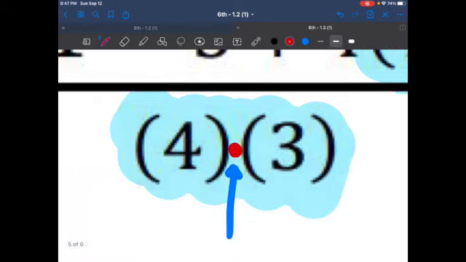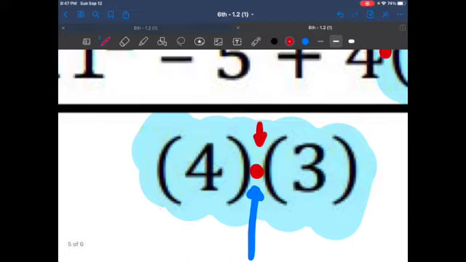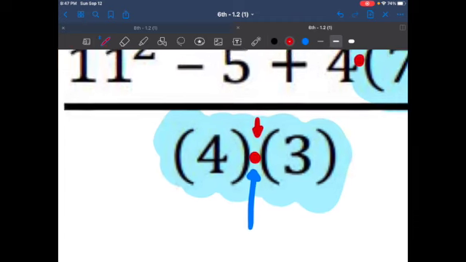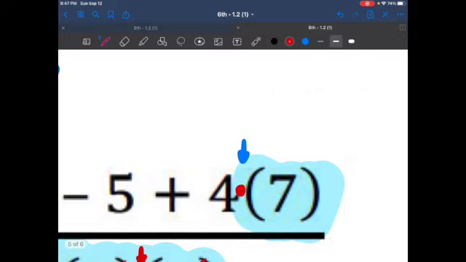Alright, so let's solve this one first. So if we know it's multiplication, also the dot is multiplication, right? Because we don't use the x anymore. We use the dot. So let's multiply. What is 4 times 3? We know that that's going to give us 12. I'm going to cross that off because I know I'm done with it. And now let's multiply over here.